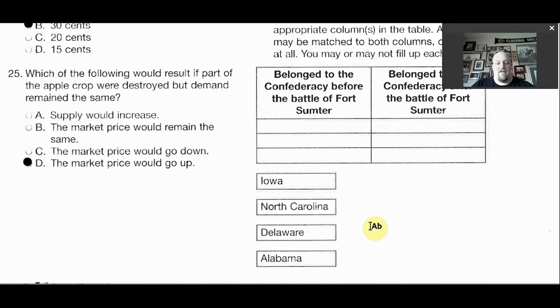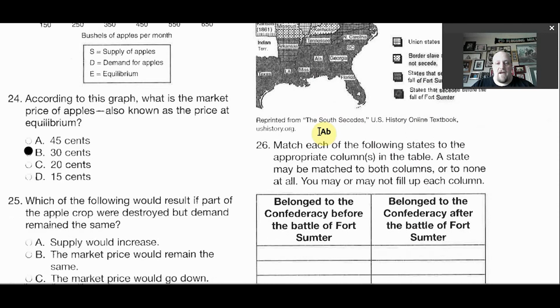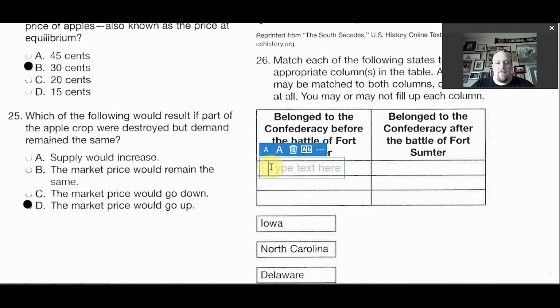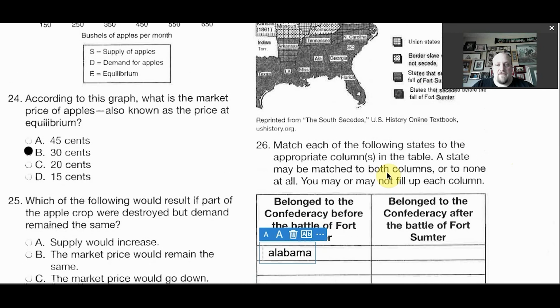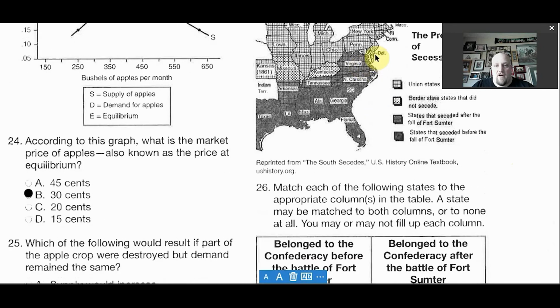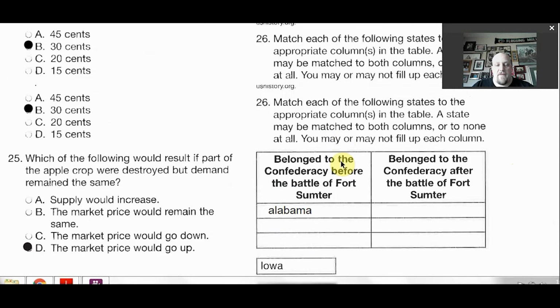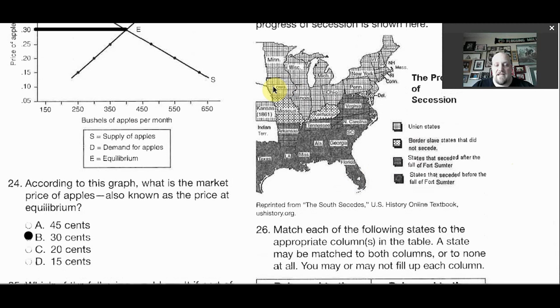So you look down at here. So what do we have? Belonged to the Confederacy before the fall of Fort Sumter. So before, you're looking at Alabama. So we go ahead and put in Alabama on here. And then anybody else? So we look. Here's Delaware, part of the North. It's a Union state. So check Iowa. Iowa, also part of the Union. It's up here. Didn't secede.